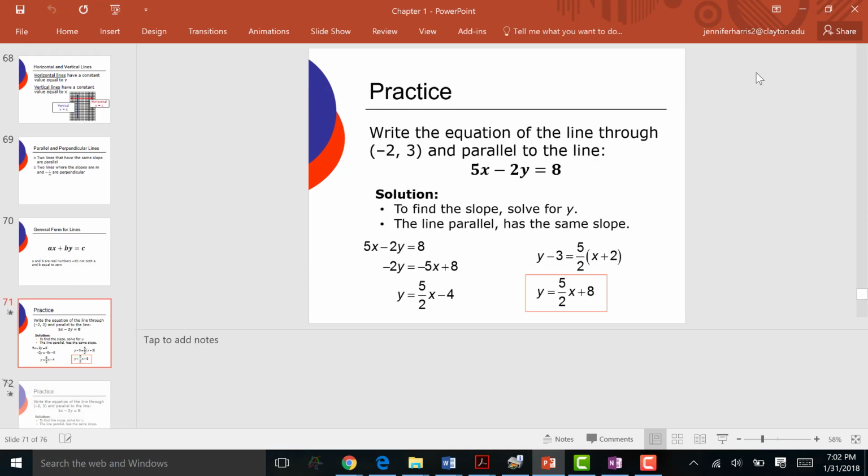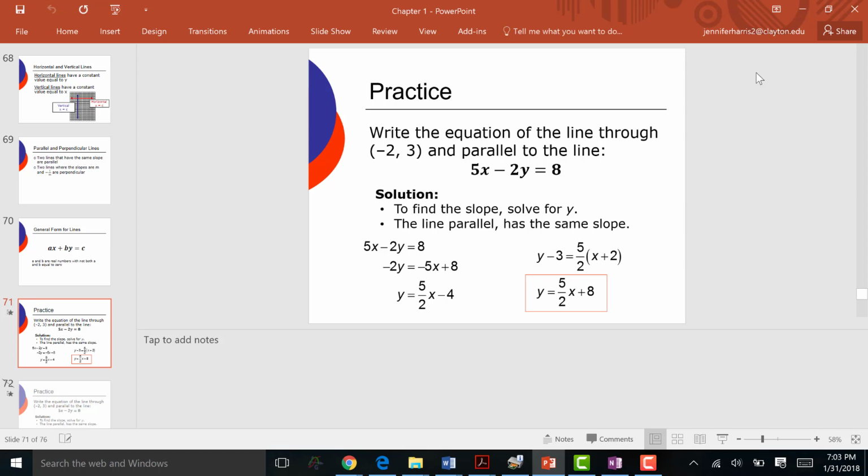Alrighty, so here we've got type 3. Remember I said you're going to have three different types? Type 1, they gave you a point and a slope. Type 2, they gave you two points. Type 3, they're going to give you a point and an equation. What do you have to do to that equation first?